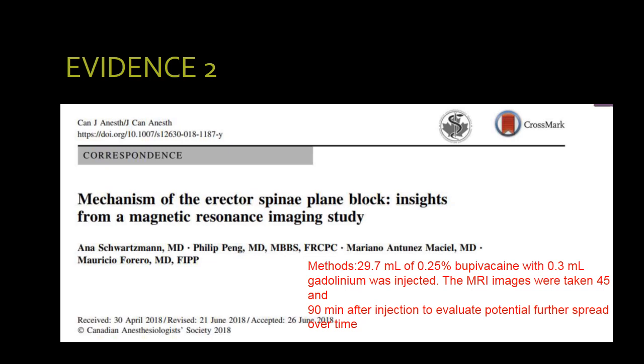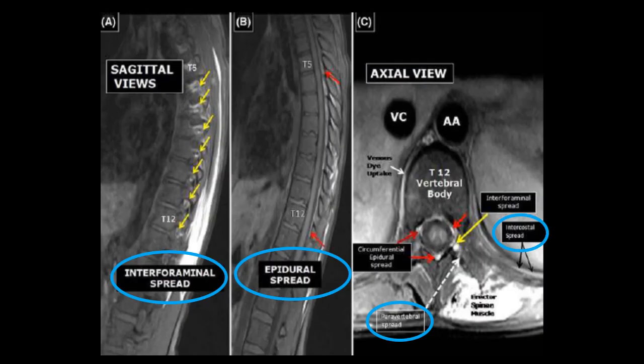Evidence number 2. Aponte Schwartzmann and others did an MRI study to find out the mechanism of erector spinae block. They found one single injection retrolaminar and ESP blocks in fresh cadavers both produce epidural and neural foraminal spread and thus can be expected to have clinical effects similar to thoracic paravertebral blockade. The ESP block exhibits additional intercostal spread that may contribute to wider analgesic coverage than the retrolaminar block.